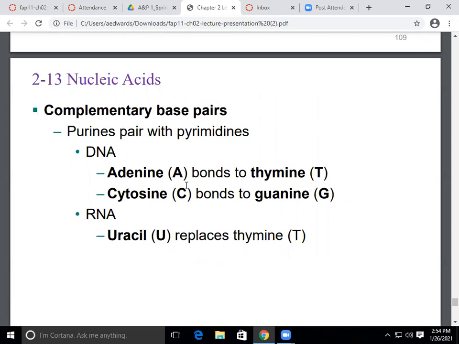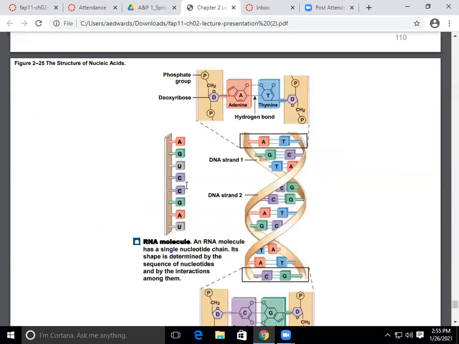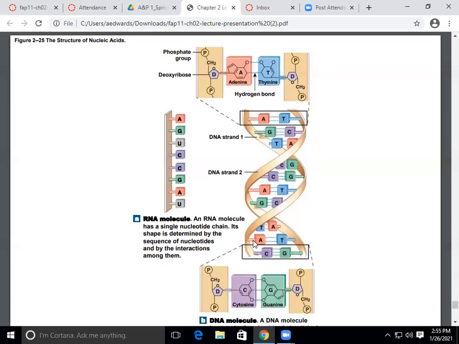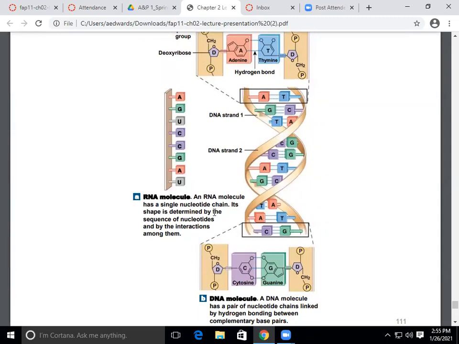So here's the complementary base pairing rules. So purines are going to pair with pyrimidines. DNA, you're going to see adenine bond with thymine. A binds with T. Cytosine is going to bond with guanine. G binds with C. Okay. A binds with T, C binds with G. And then for RNA, uracil replaces the thymine. Okay. So important to know those rules. A binds with T, C binds with G. All right, so here you can see that. A binds with T, G binds with C. All right, and just like I said, forms a double helix. RNA is gonna have a single chain, has U instead of T.